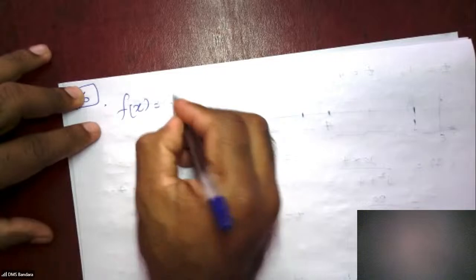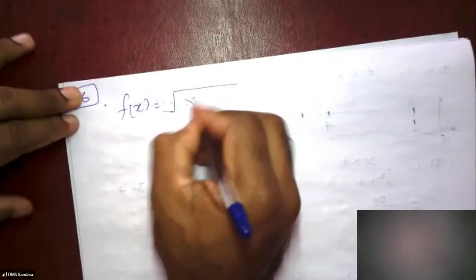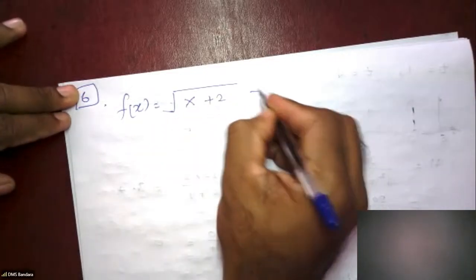Section number 6. Section number 6. Sketch the graph of, plot a graph, square root of x plus 2, plus 3.